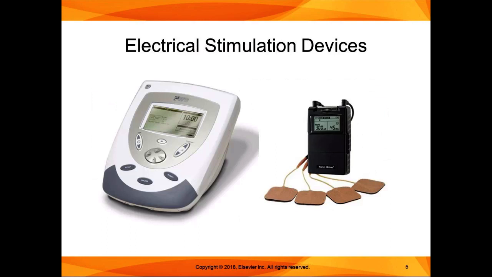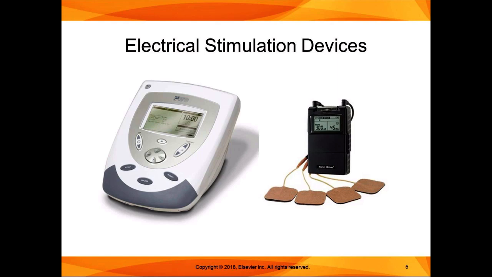So these are the types of devices that are used in the clinic. Like all modalities, electrical stim goes in and out of favor. There are now even more opportunities for people to use them in the home setting. It used to be that in order to get a TENS unit, you had to have a doctor's prescription, and then it was dispensed by a physical therapist or a physical therapist assistant. And now you can just go down to Walgreens and get a TENS unit or buy one on Amazon. So that has changed a lot over the last 5 or 6 years.